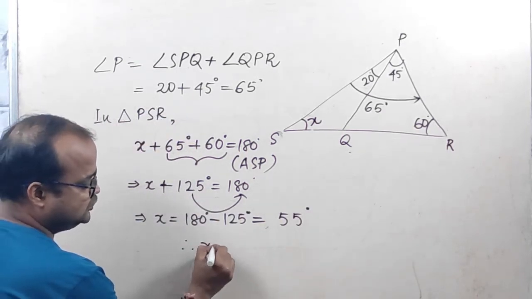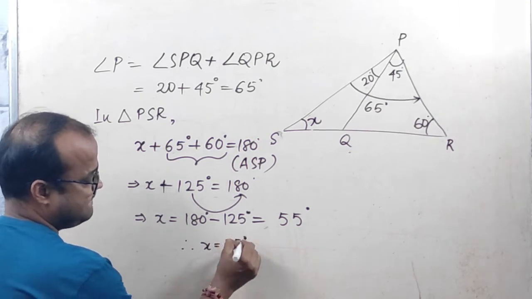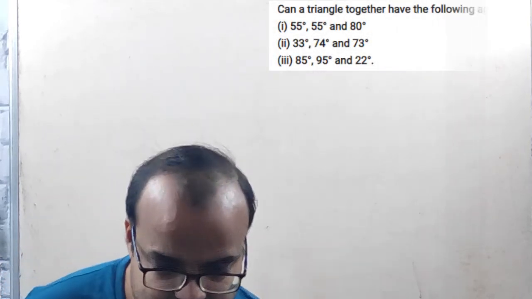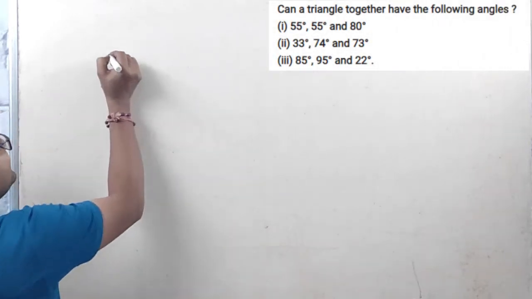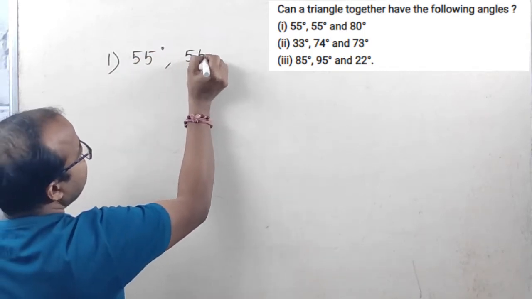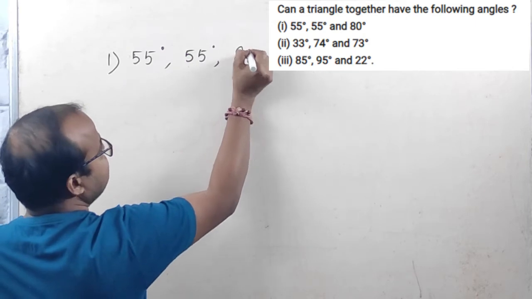Therefore x equals 55 degrees. Our next problem is, can a triangle have the following angles? For example, the first set of angles is given as 55 degrees, 55 degrees and 80 degrees.